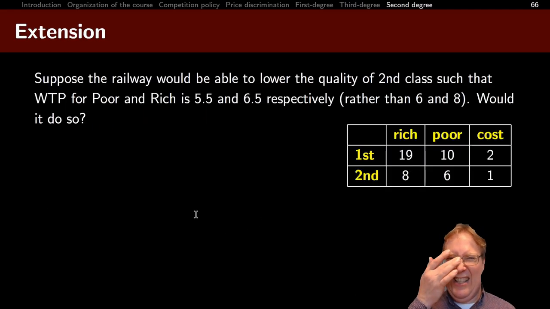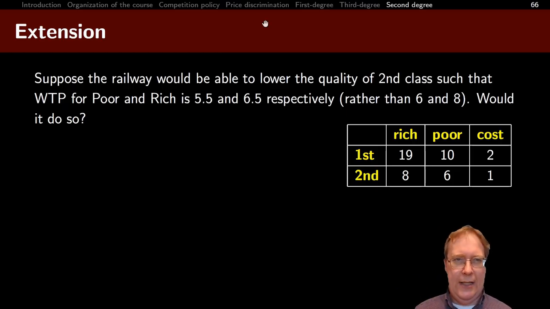Okay, you can actually take this analysis a bit further. That's where things get really interesting. Suppose that the railway, for whatever reason, in whatever way, would be able to lower the quality of second class. And it can do so in such a way that the new willingnesses to pay would be a bit lower. It can get rid of toilets or whatever, make it less comfortable. And then willingness to pay will also go down.